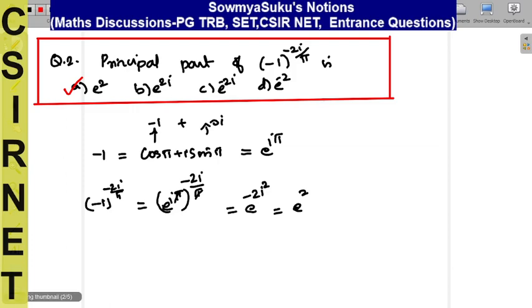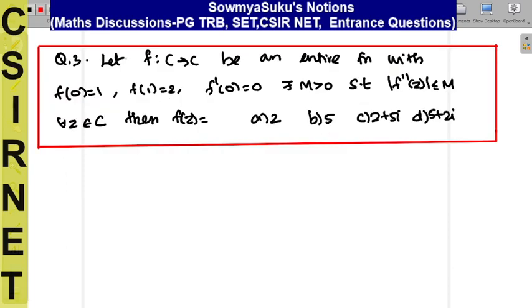Next question. Question number 3. Let f from C to C be an analytic function with f of 0 equal to 1, f of 1 equal to 2, f dash of 0 equal to 0. There exists n greater than 0 such that modulus f double dash of z is less than or equal to n, that is, bounded. Then f of 2 is what? That we have to find.